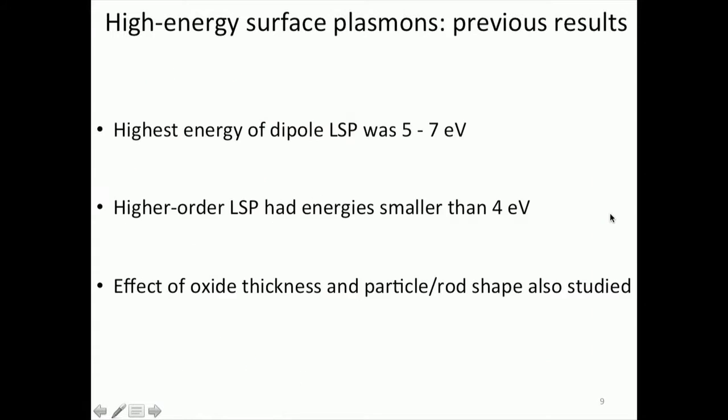So to sum up, people have studied surface plasmons in different materials, and they have pushed the highest energy of the dipole localized surface plasmon to about 5 to 7 eV. Furthermore, people have also studied higher order localized surface plasmons. However, the energy is quite a bit smaller, around 4 eV, the maximum energy reported. And people have also studied the effects of oxide thickness and particle shape, for instance.